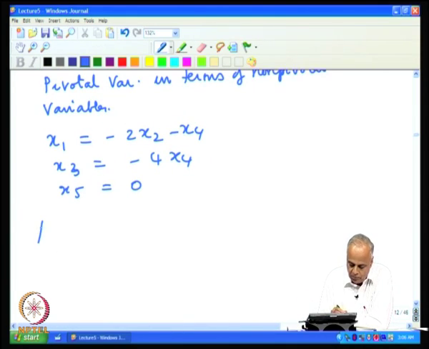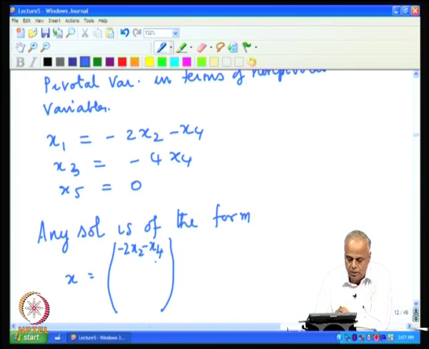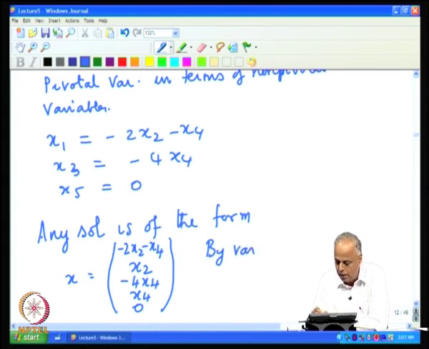So, any solution is of the form x equal to: you have to choose x1 as minus 2x2 minus x4, x2 any value you can choose, x3 should be minus x4, x4 can be any value, x5 is 0. So, thus by varying x2 and x4, we get all solutions.